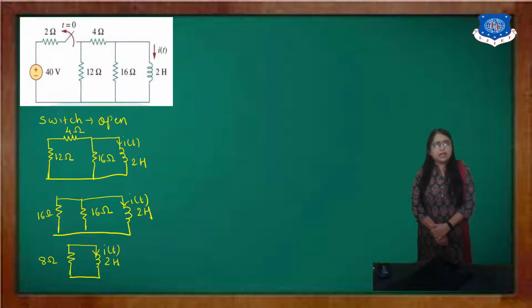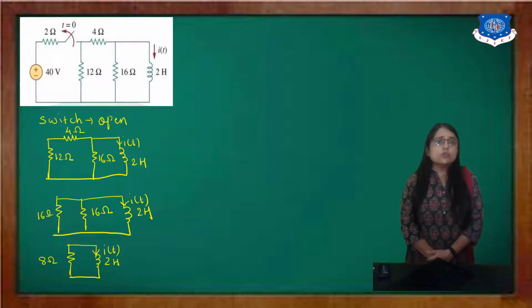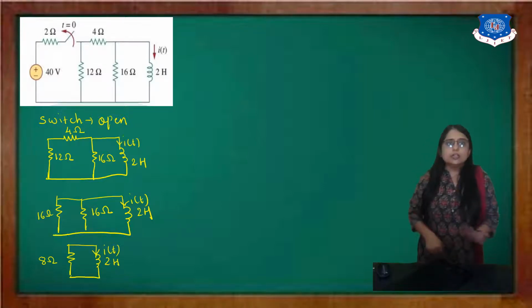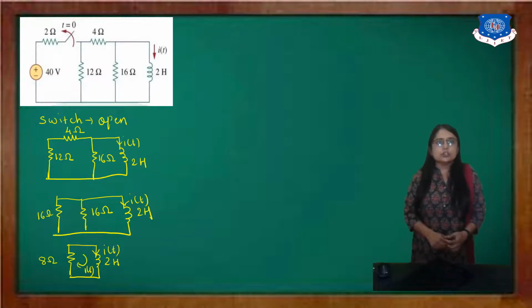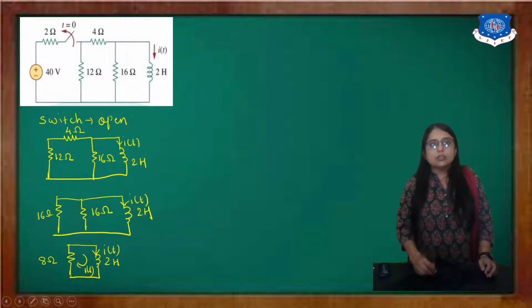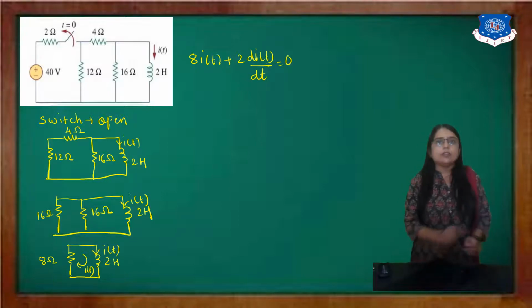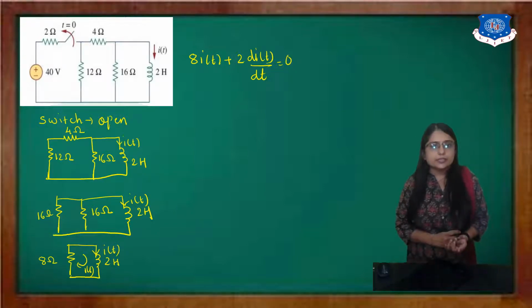Now it's a simple RL circuit. As such, there is no source present in this circuit, so we can consider this a source-free RL circuit. Here this loop current is i(t). Now easily you can write the equation of i(t). The equation will become 8 i(t) plus 2 di(t)/dt, and I have to equate that with 0. Why? Because as such there is no energy source present in the diagram.